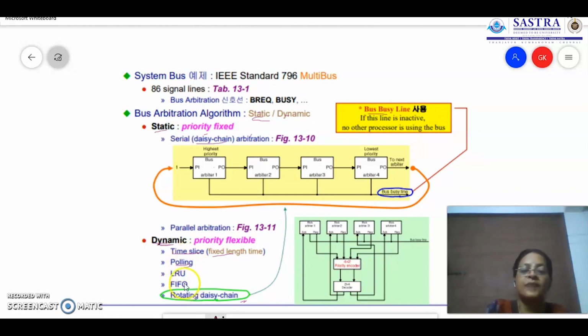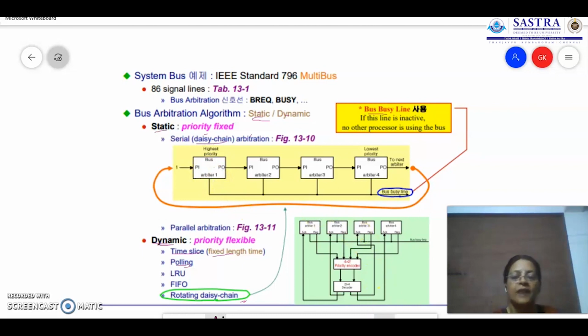Then comes FIFO, where the devices which need a common shared bus make a request and add themselves into the queue, and the queue is serviced in order. And then the last one is the rotating daisy chain, where we connect the last device in the daisy chain to the first device, and by connecting this, we are not fixing the priority. The priority is rotated across the daisy chain.